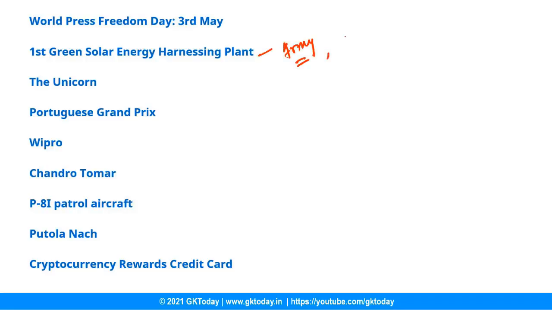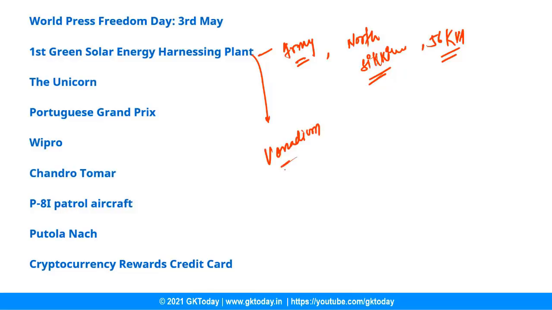Next is first green solar energy harnessing plant of Indian Army. So this is going to be in North Sikkim. This is first of its kind plant by Indian Army, and it is going to be of 56 kVA, that is kilowatt ampere. It is going to use the vanadium based battery system.